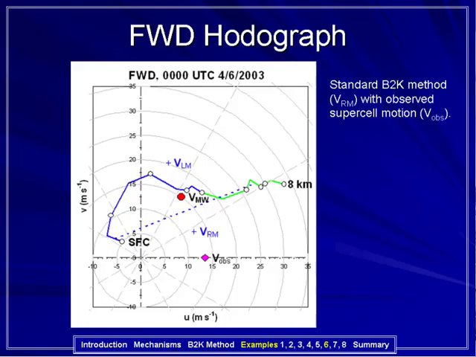Well, now let's look back at that Fort Worth hodograph. Same as before, except now I've plotted the observed storm motion. And we see that the predicted motion was to the right of the shear vector as such, but the observed was about double the distance away from the mean wind to the right of the shear vector.